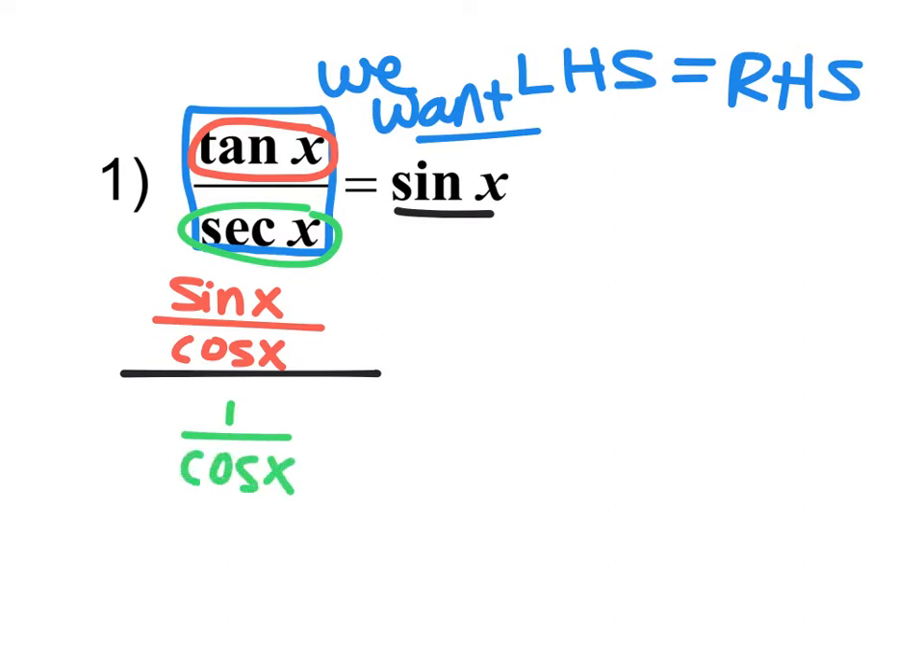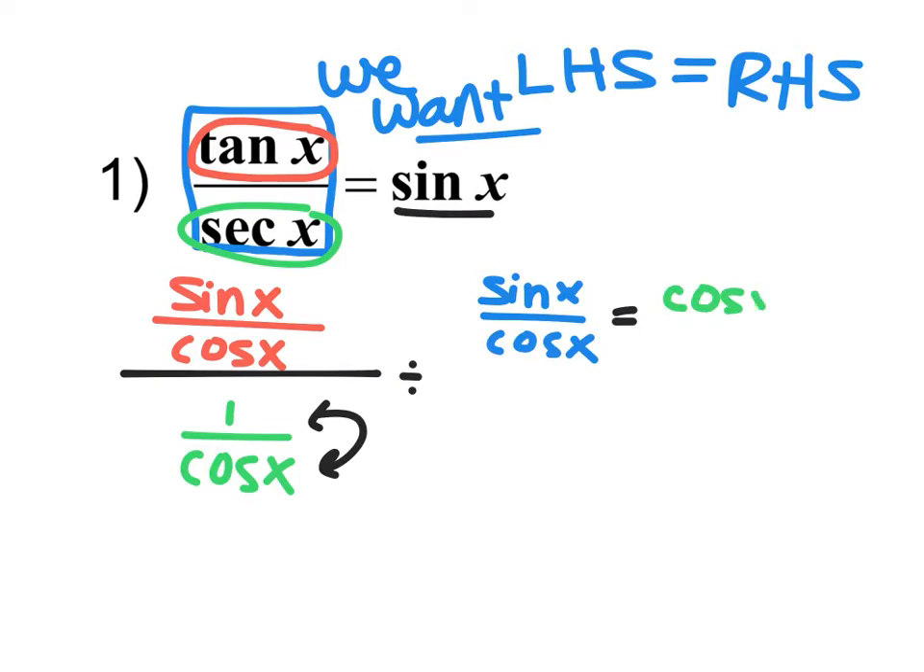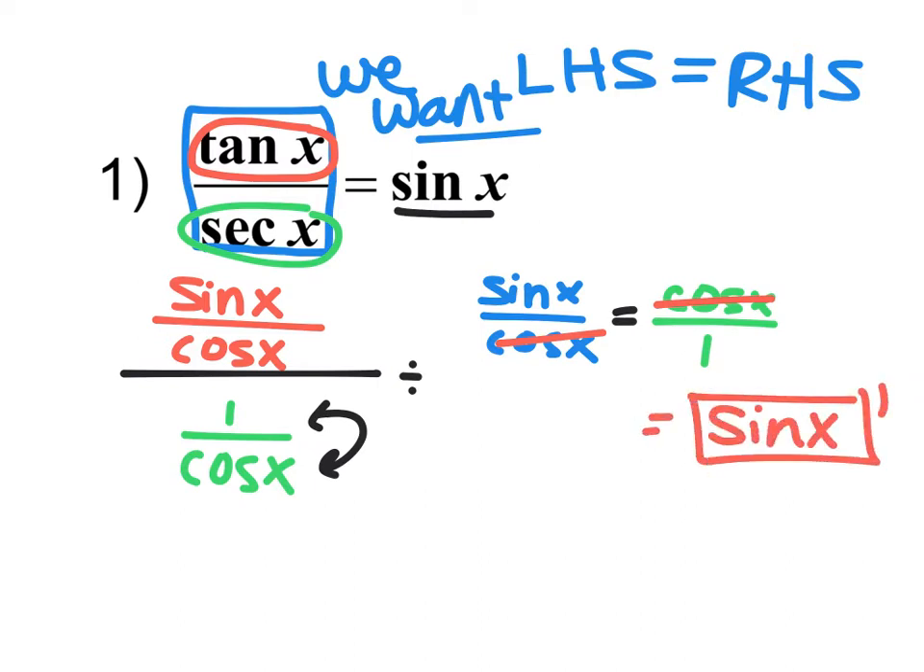This is a division symbol, guys. So when we divide fractions, we flip the second fraction and we multiply. Here's what we have. Sine of x over cosine of x equals, flip, cosine of x over 1. Ooh, the cosines cancel. I'm left with sine of x over 1. That's exactly what I wanted to get. I just showed that the left-hand side, sure enough, was reduced to the right-hand side.